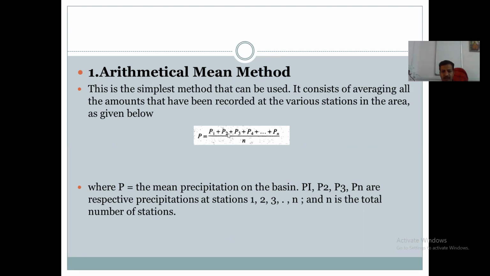P is equal to P1 plus P2 plus P3 plus P4 up to Pn, the number of precipitations, divided by the total number of rain gauge stations. Then it gives the mean precipitation. Therefore, this method is called the arithmetical mean method.